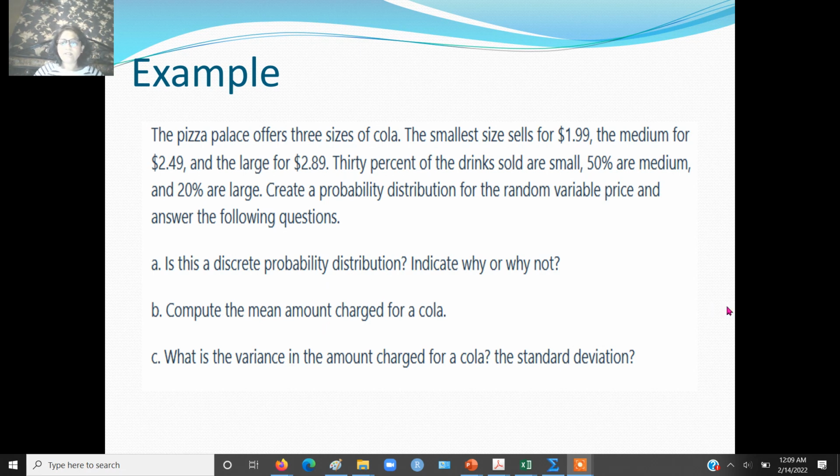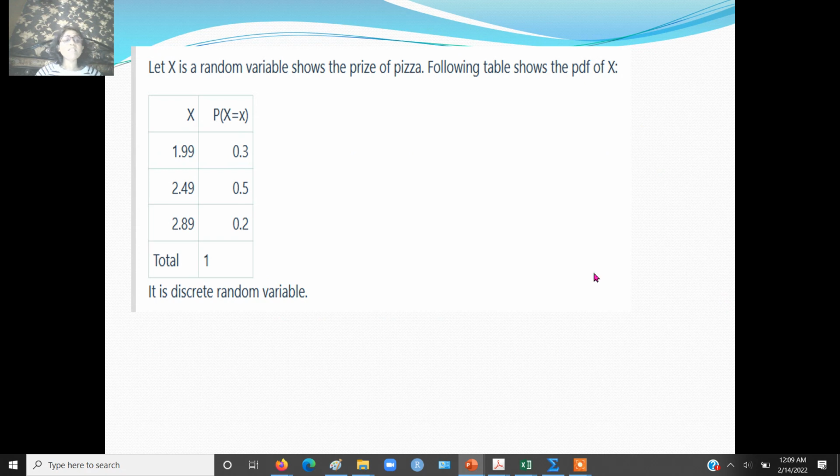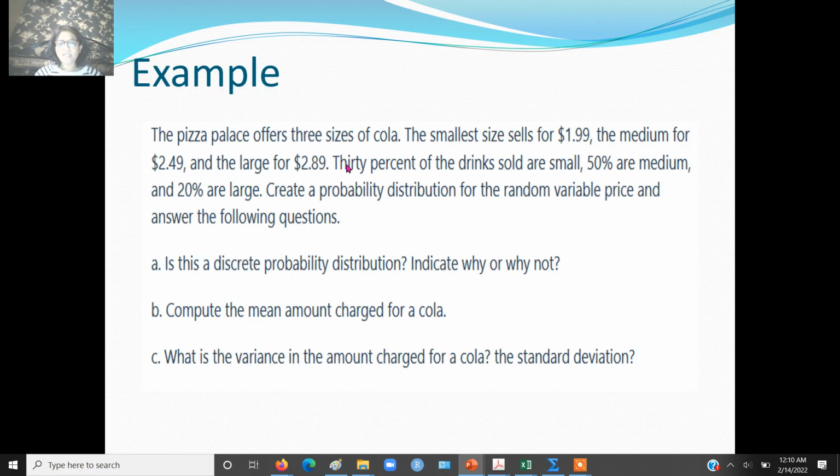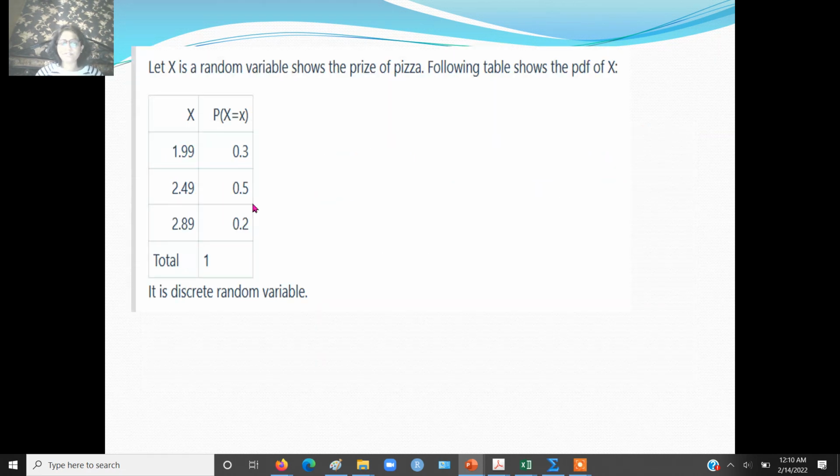So if x represents the price, we are told that the price of a small drink is 1.99 and the probability of sale of a small drink is equal to 0.3. You can see 30% of the drinks sold are small, it's not about pizzas, it's about drinks. So 30% of the drinks are small, 50% are medium, and 20% are large. So the probability of a small drink being sold is 0.3.